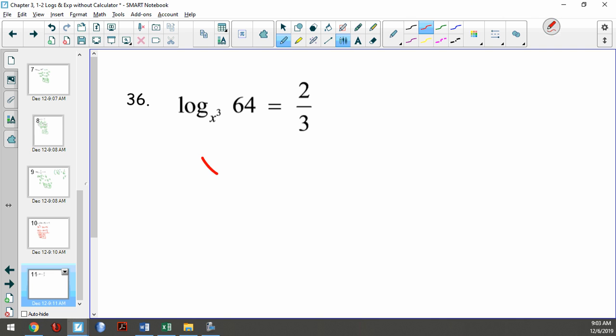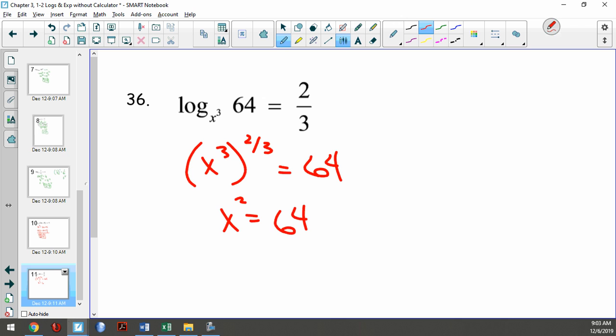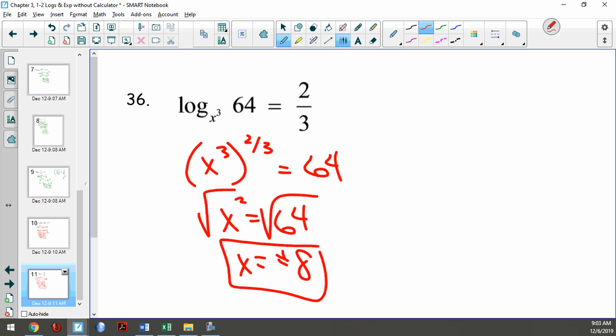This is going to give you x cubed to the 2/3 is equal to 64. What happens to the cube and the cube root? They do cancel, and you're just left with x squared is equal to 64. So how do you solve that? It's going to be plus or minus 8. Why is it plus or minus 8? Because whenever you take the cube root, you can have the cube root of a negative number. Yes? Any questions? Excellent. Make sure you finish this for homework, yes?